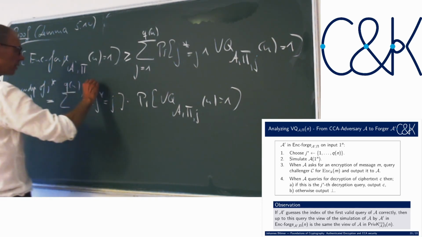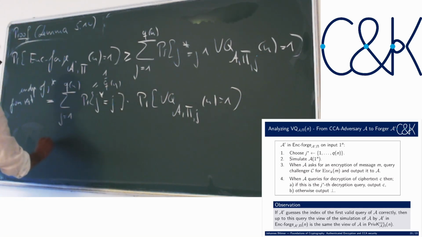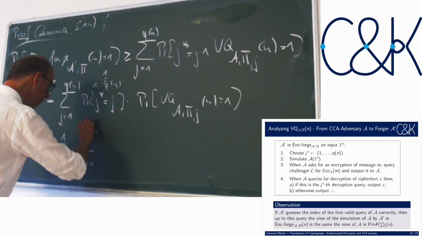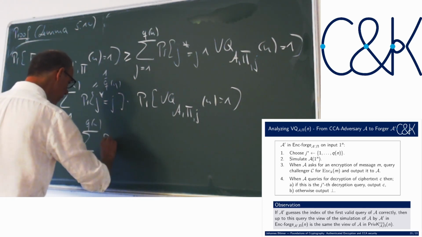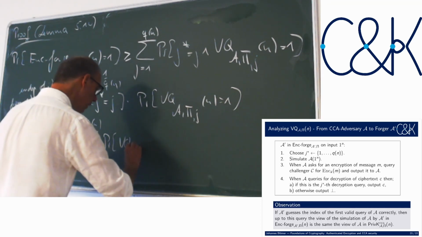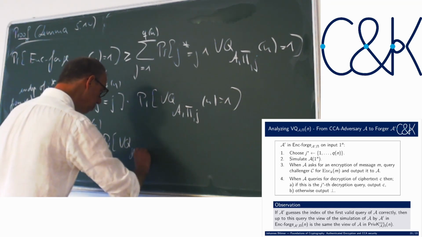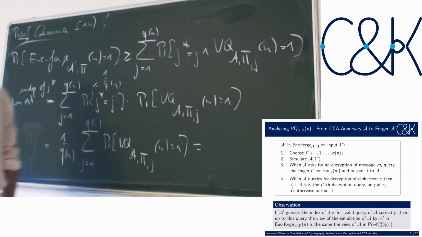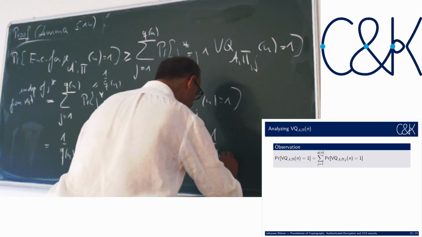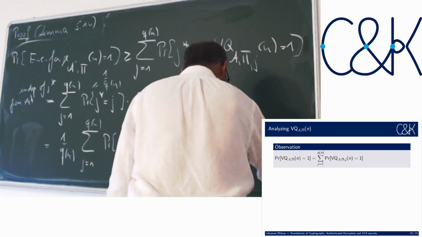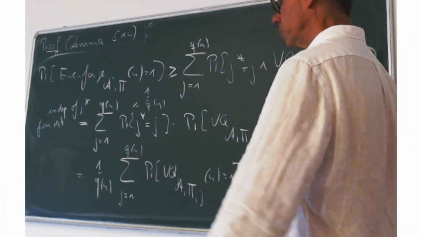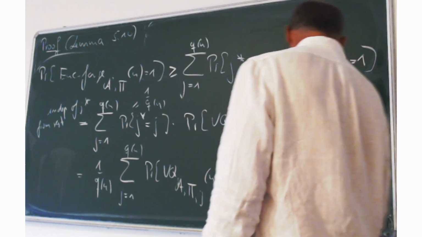And now we are almost done, because this is obviously 1 over Q of n. So this is 1 over Q of n times the sum over J from 1 to Q of n of the probability VQ A pi J of n is 1. But now we can use this observation here to argue that this is 1 over Q of n times the probability VQ A pi of n is 1. And we are done with the proof.